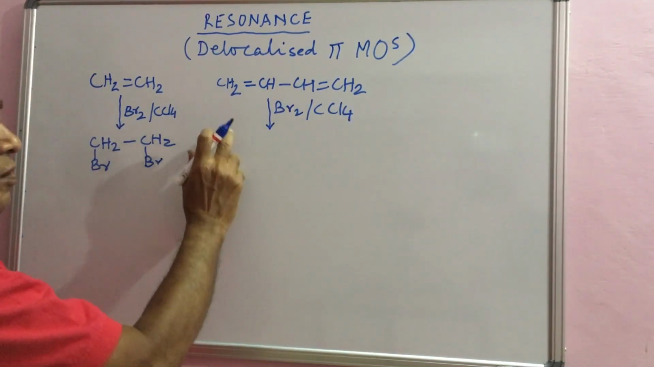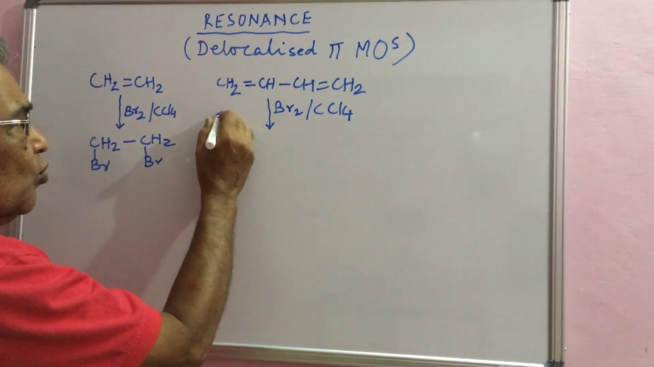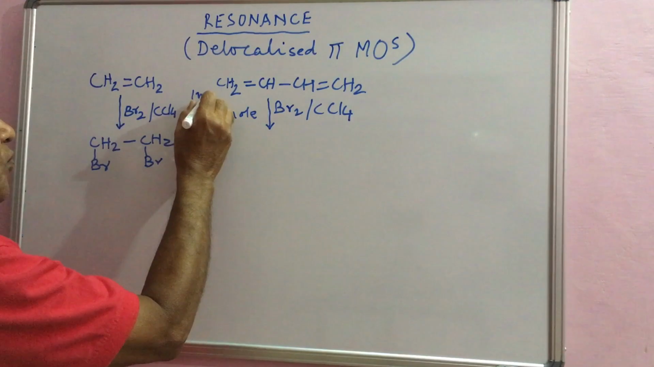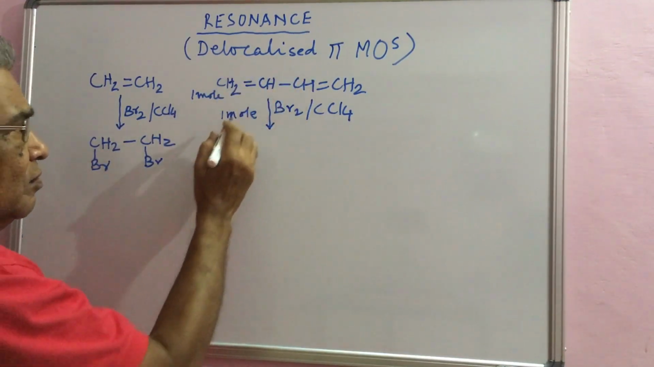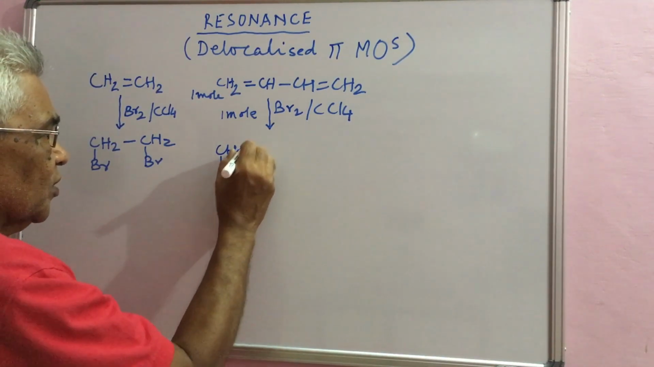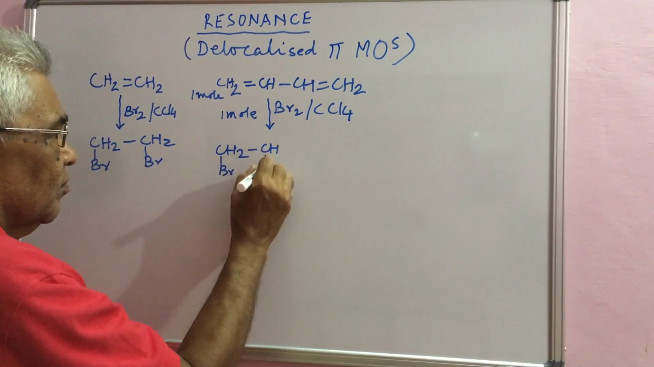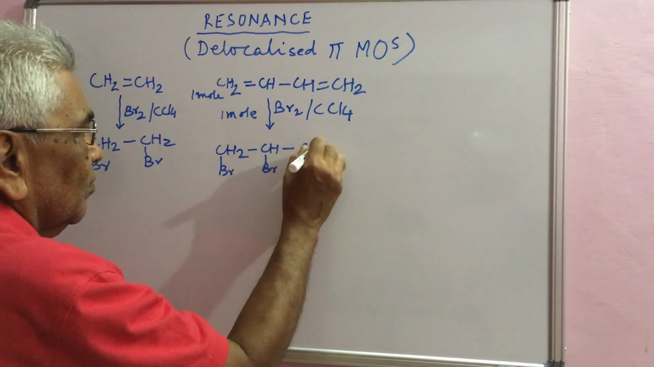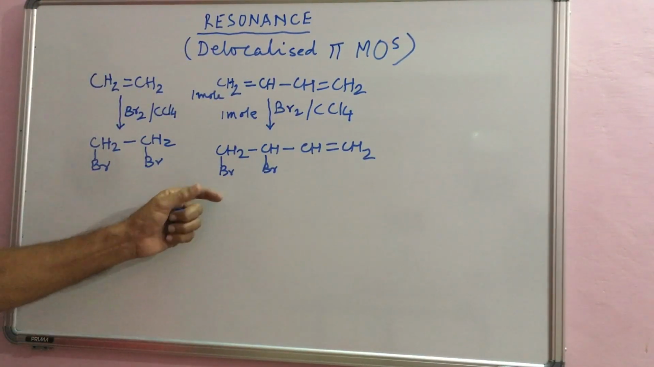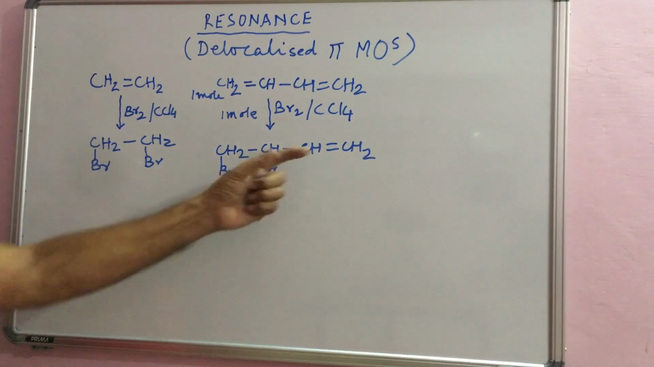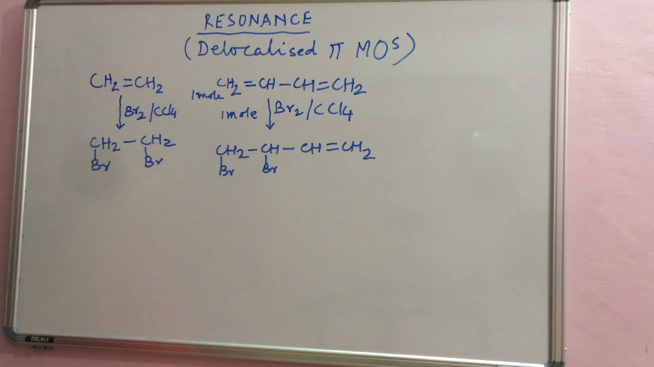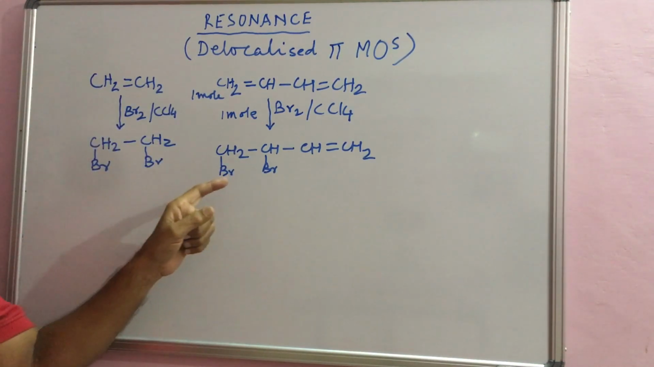the product expected is 1 mole of bromine and 1 mole of butadiene. You will expect this as the product. Two bromine atoms attached here or here, the same thing. But actually, this is not the only product that is formed here.